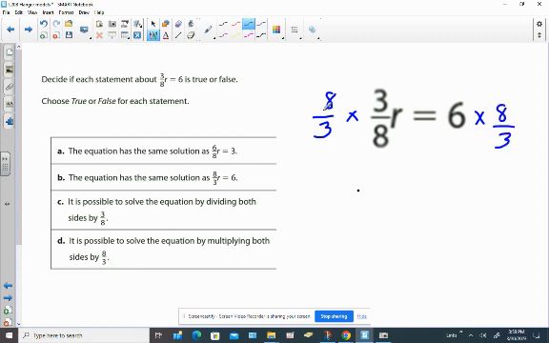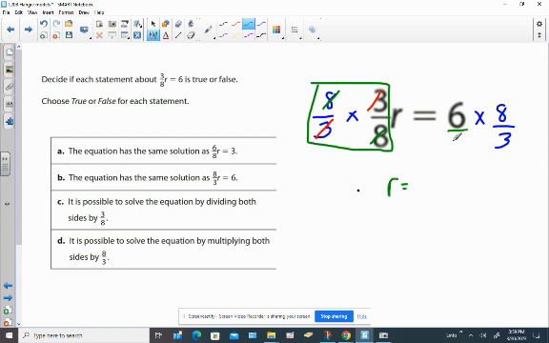On this side, everything in this green box would end up equaling 1. We can go through the process, but we really shouldn't need to. 3 divided by 3 is 1, and the same thing with 8. 8 divided by 8 we get 1. And 1 divided by 1 would be 1. So that's all equal to r.